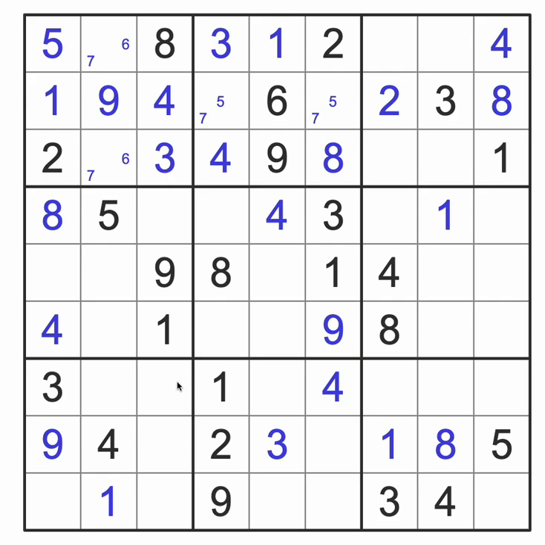I can place 8 in box 7. 8 in box 4 blocks this cell. 8 in box 1 blocks these. So 8 comes here. And that gives me 8 in box 8. This 8 blocks this cell. This 8 in box 2 blocks these. Gives me 8 here. And 6, 7 double here means these will be 2, 3 double. And 2, 3 double here means these are 6, 7 double.